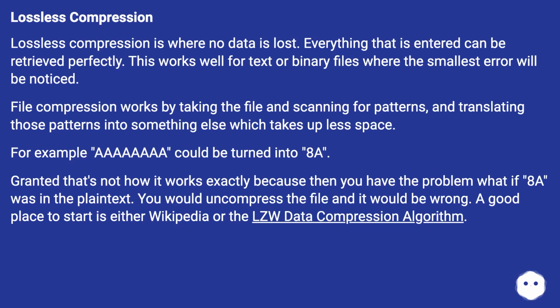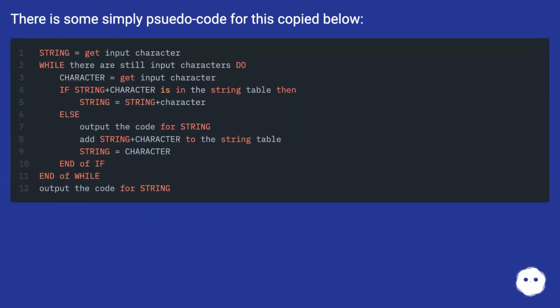Granted, that's not how it works exactly, because then you have the problem, what if ATA was in the plaintext? You would uncompress the file and it would be wrong. A good place to start is either Wikipedia or the LZW data compression algorithm. There is some simple pseudocode for this copied below.